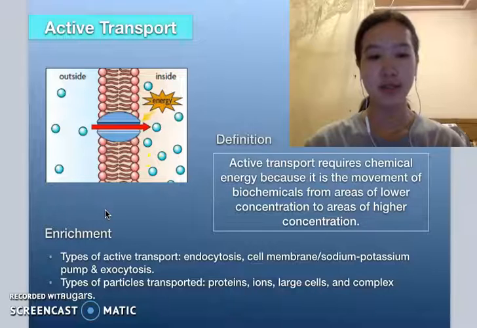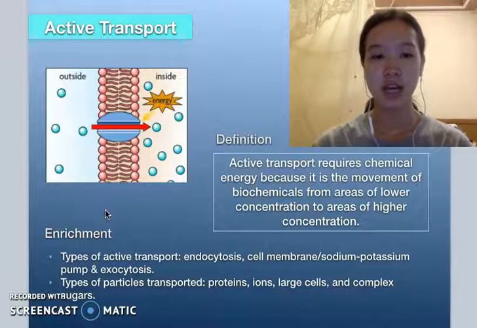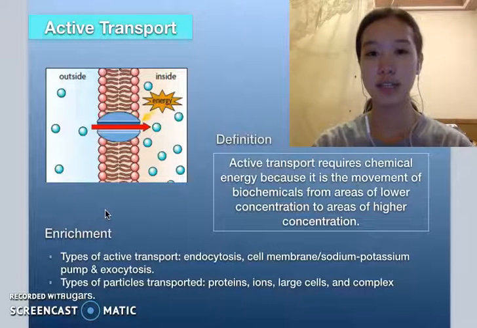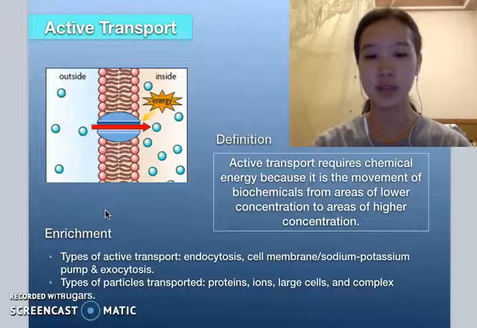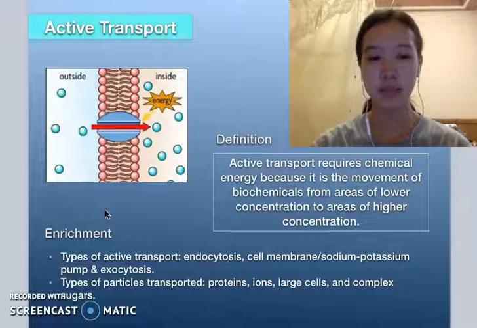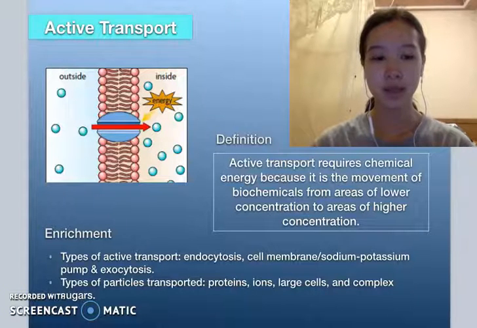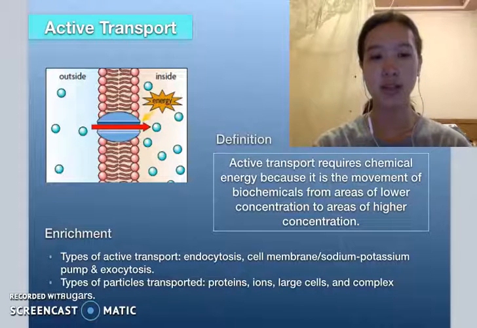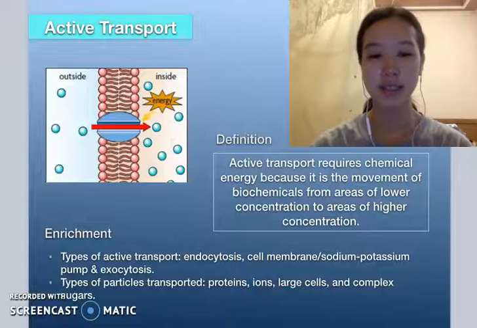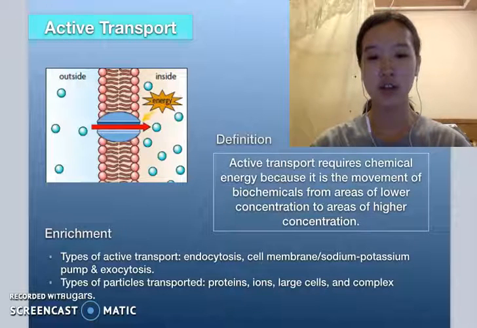Enrichment. There are several types of active transport, including endocytosis, the sodium-potassium pump, and exocytosis. And the types of particles that are transported during active transport are proteins, ions, large cells, and complex sugars.